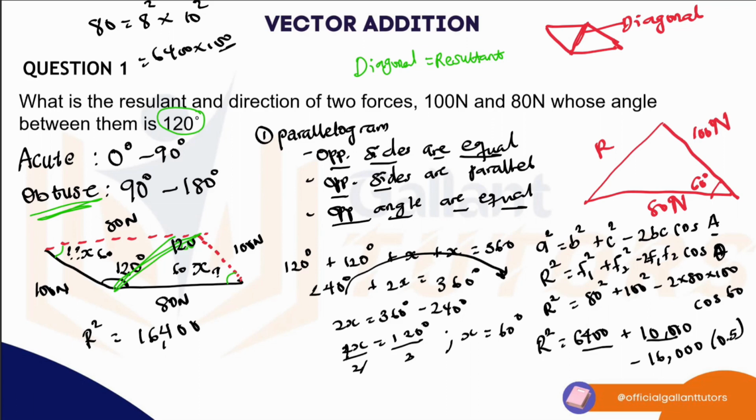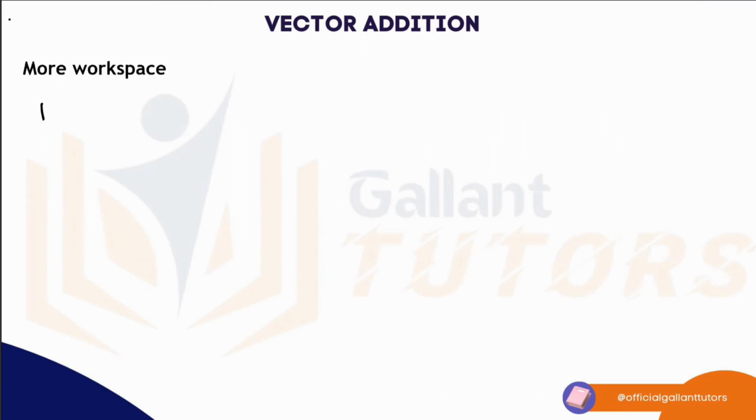So 16,000 times 0.5 will give you what? 8,000. As simple as that. Alright? Okay, so 16,400 minus 8,000 will give you what? 8,400. Now we are left with R squared equal to 8,400. R squared equals 8,400. I'm just taking everything from the previous slide to this particular one.